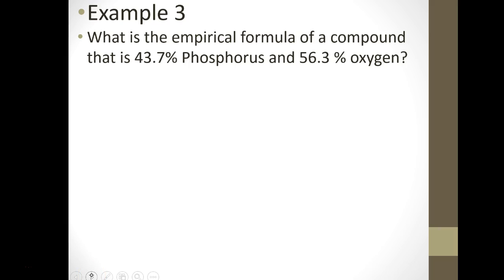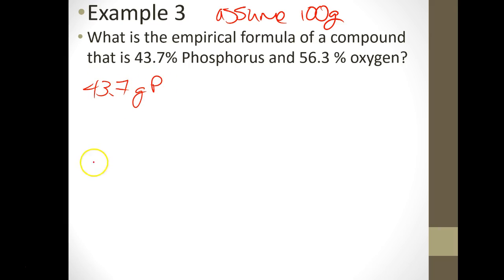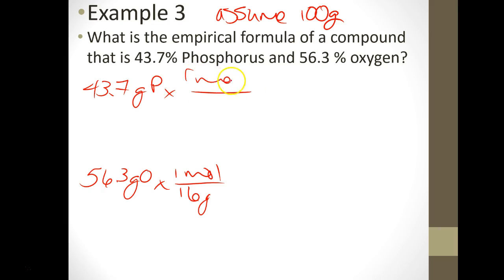Okay, so take a minute, see if you guys can do this one. Again, you're going to assume 100 grams. It gives you 43.7 grams of phosphorus, 56.3 grams of oxygen. Again, not a diatomic, not a Brinkel-Hoff. Phosphorus is 31. I get 1.41 moles. You definitely want to keep sig figs here.